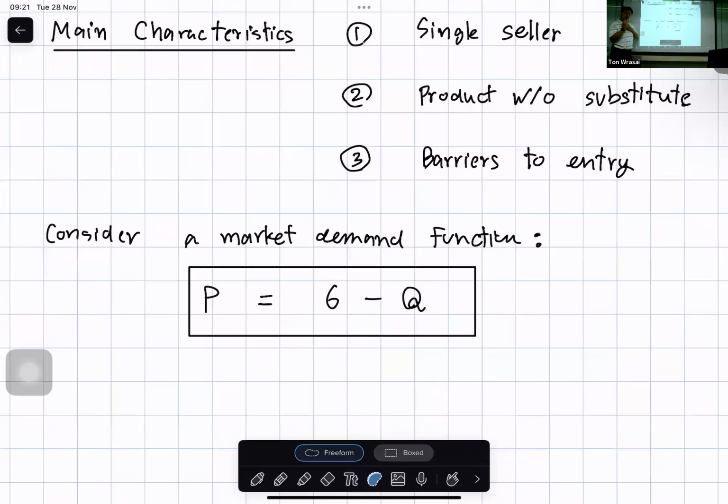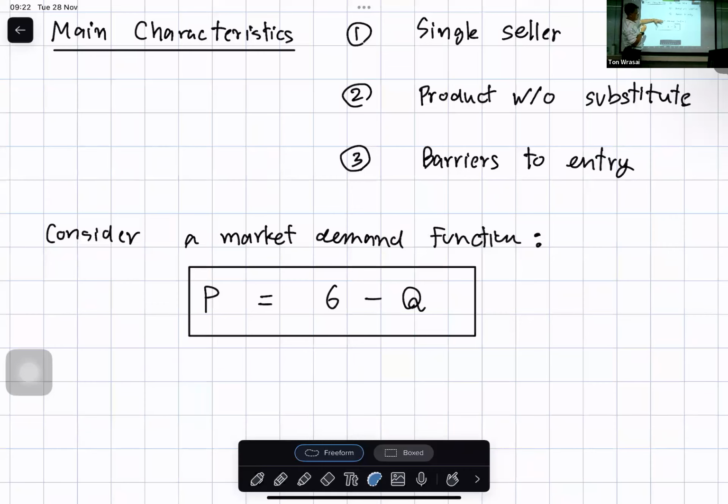For example, I sell to everyone in this room. When you want to have this product, it's only available at my shop. And number three, other competitors cannot compete with me. I'm a monopolist. So there are barriers to entry, either by law, by the unique product that I produce, by patent, copyright, concession, สัมปทาน, many sources of barrier to entry.